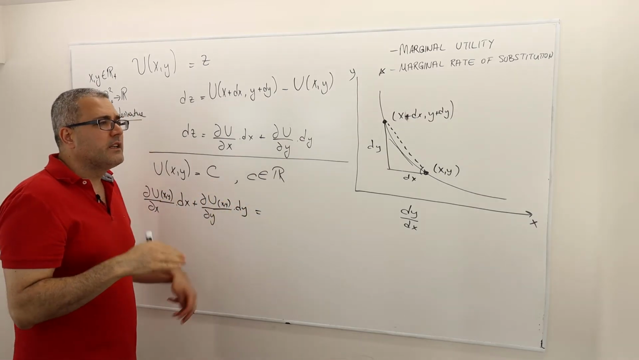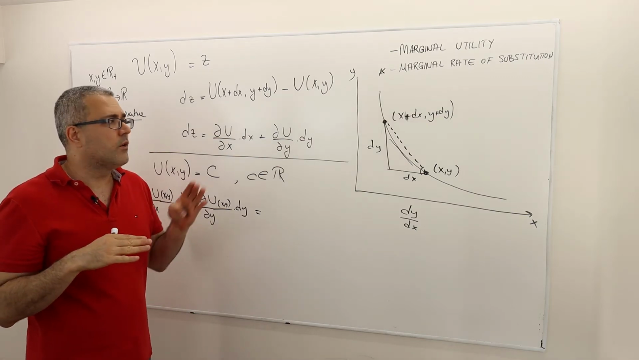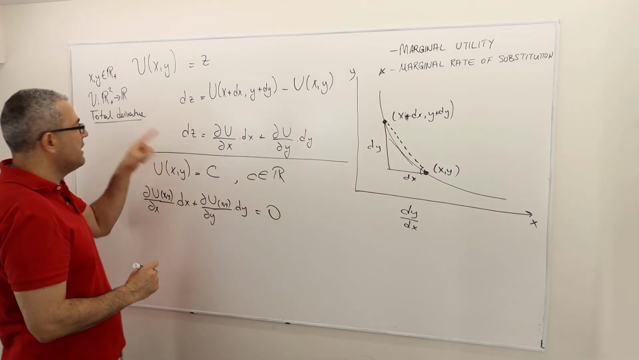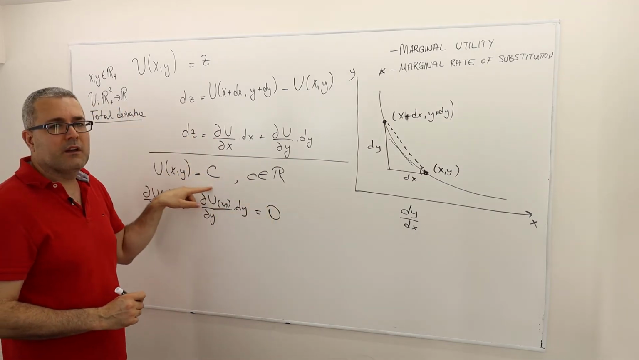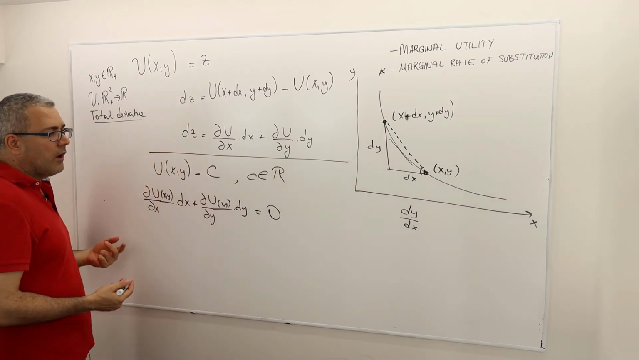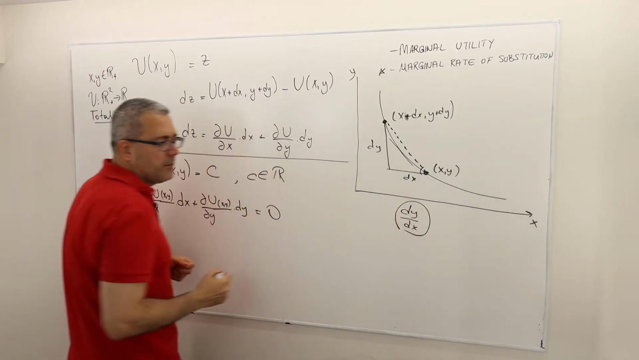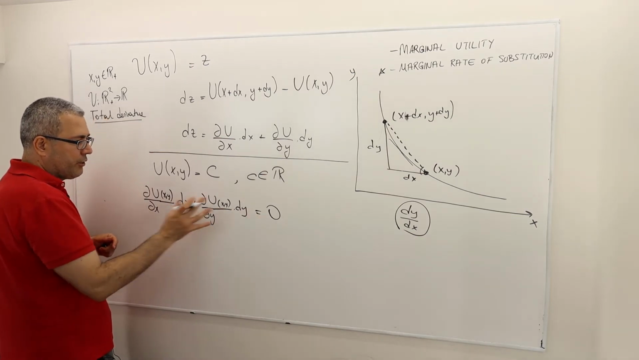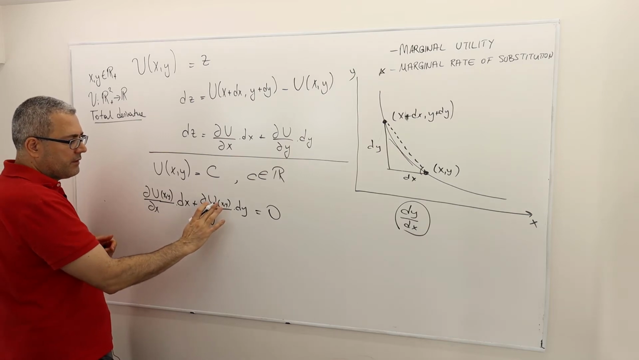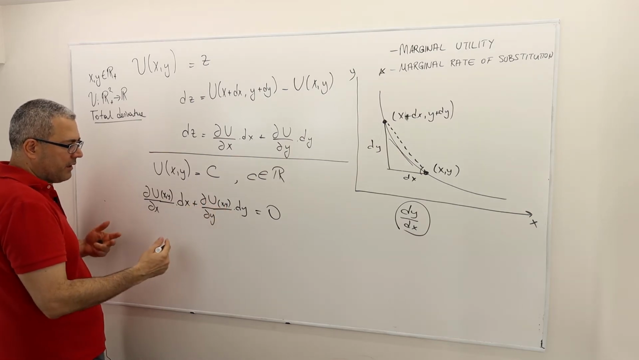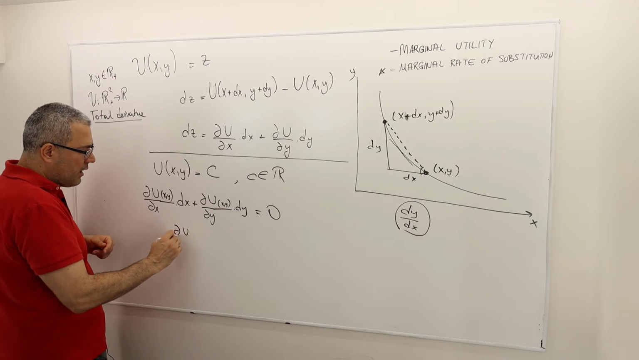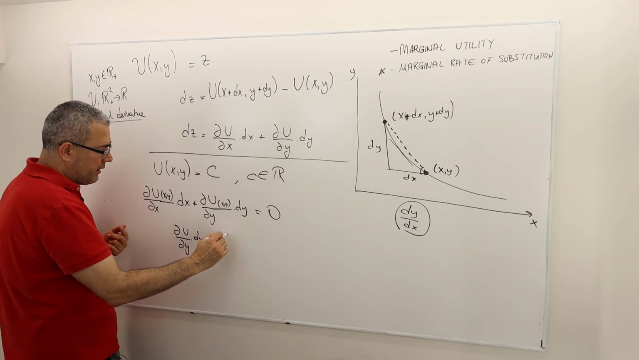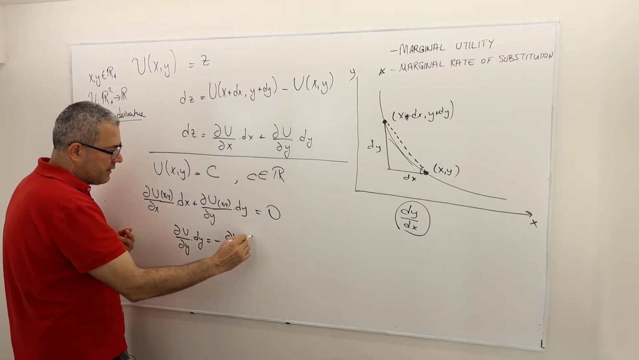Well, remember, I don't want to change the level of utility. I want these 2 points to be indifferent. So therefore, the change in c must be 0. So dz in this new framework is just 0. So how do I calculate dy over dx? That's my purpose. Well, simple. Just leave dy here and send the dx term to the other side. I'm going to skip the xy parentheses because it makes the notation long. So I have del u del y times dy equals minus del u del x times dx.